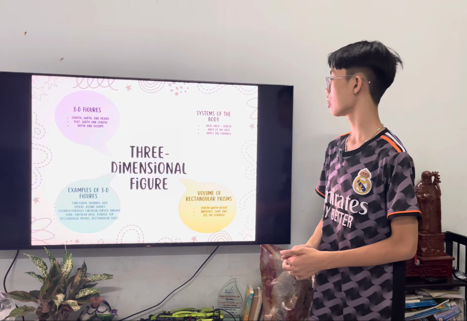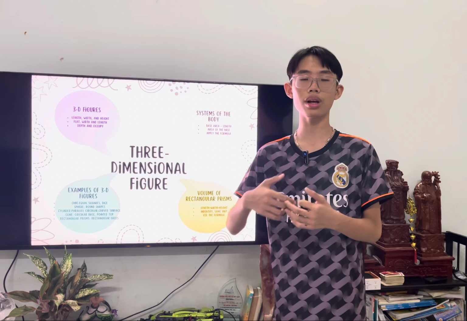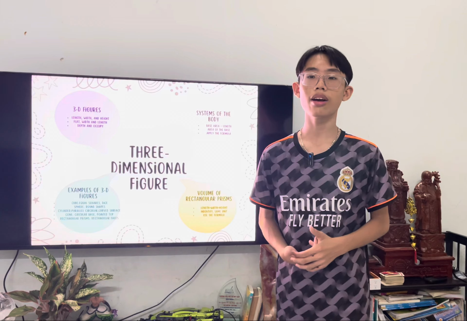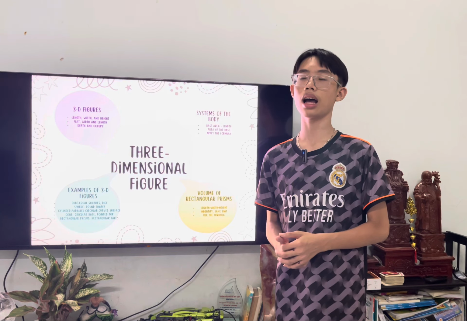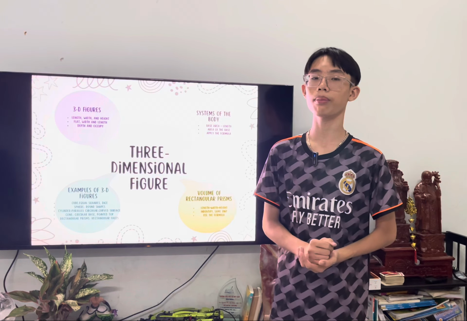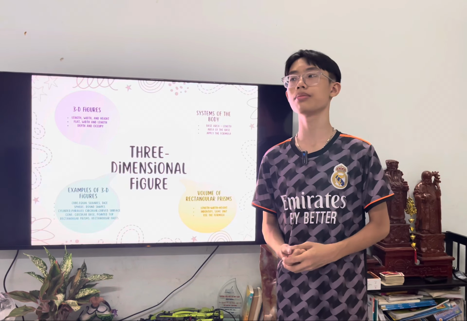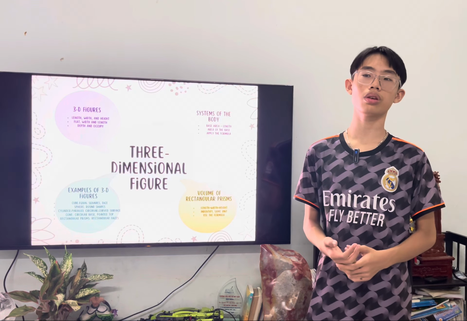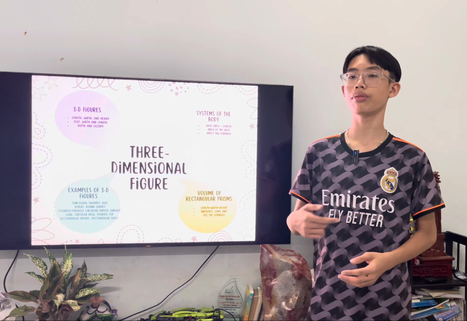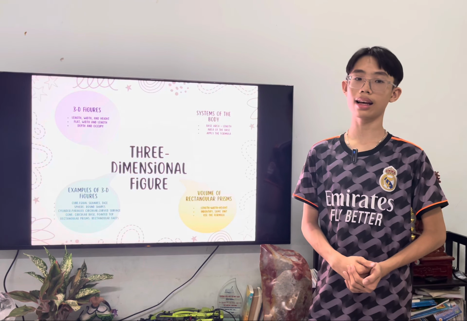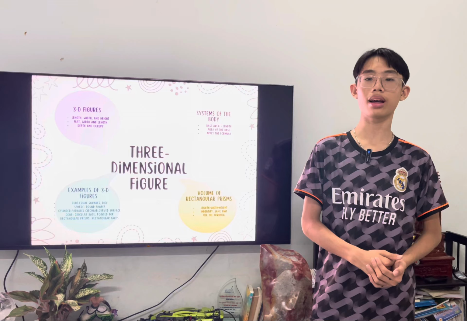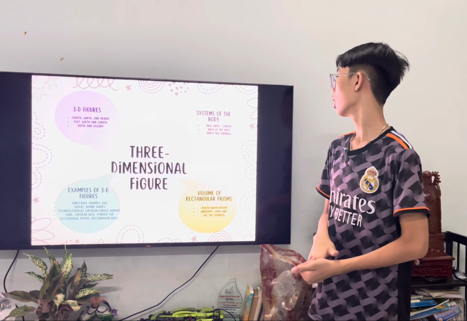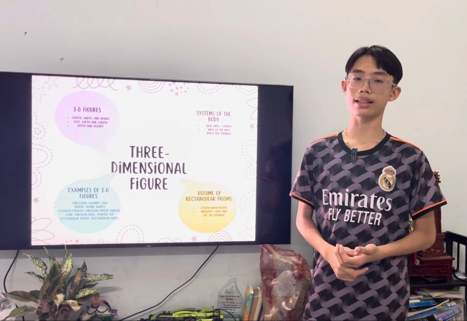First step is we need to find the area of the base. So what is the area of the base? The area of the base is the area at the bottom of the triangular prism. So how to find that? We just need to find the length and the width of that shape and find the area of it.